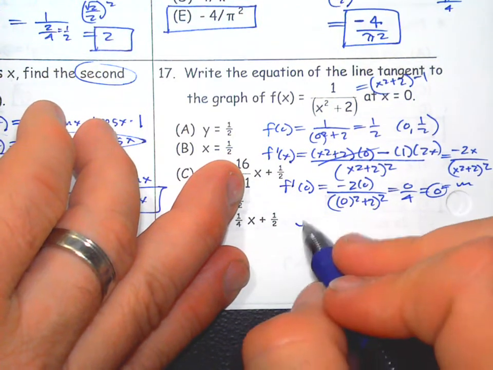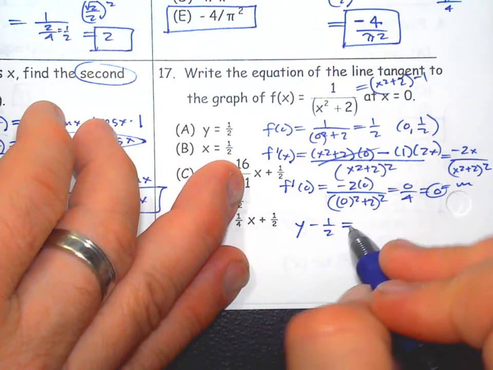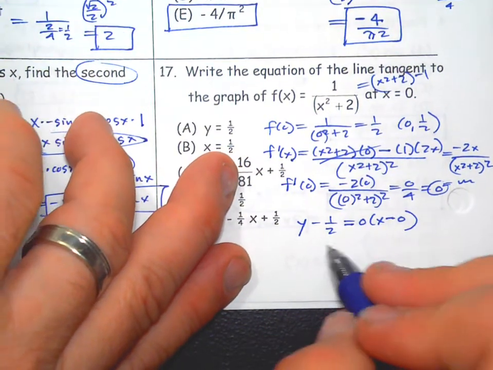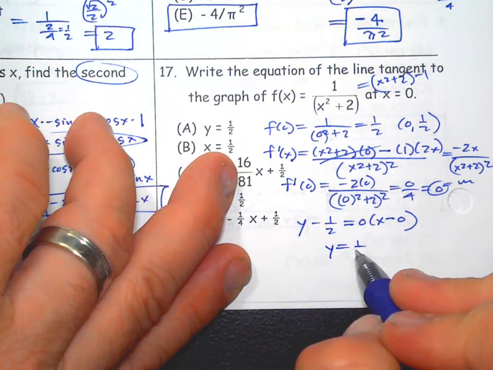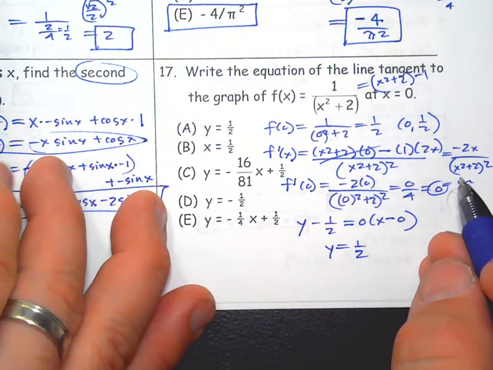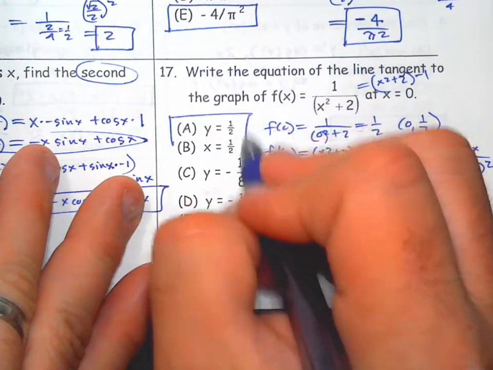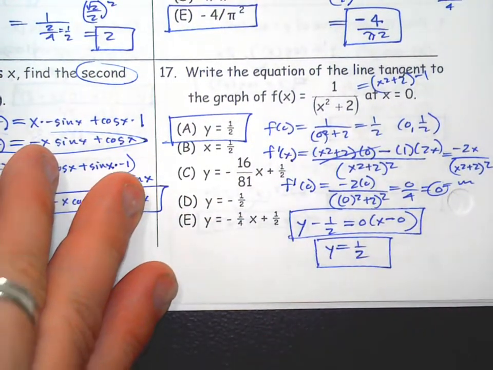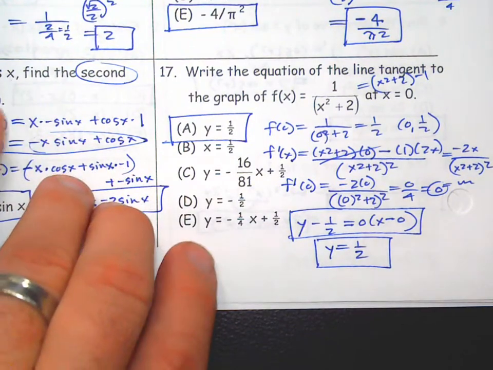So we're going to do y minus 1/2 equals 0 times x minus 0. And the equation ends up becoming y equals 1/2. It's a horizontal line. The equation of the tangent line is a horizontal line. There you go.